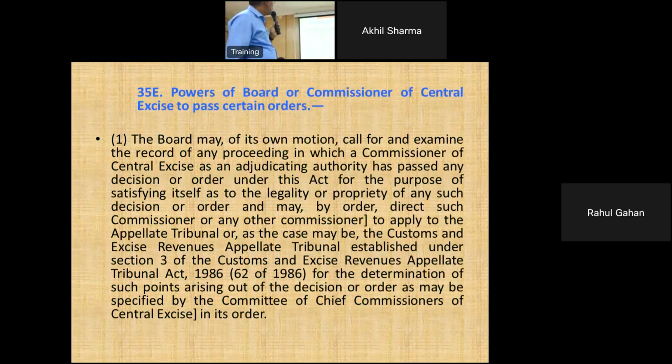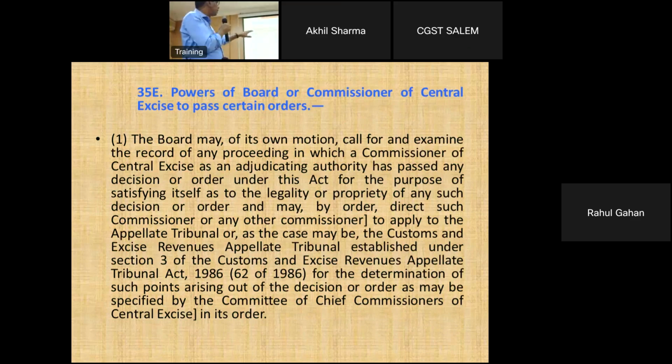Every order has to be checked for legality and propriety. The question is whether the order is legal and proper. You have to decide. That is what review is saying. Whatever order is passed, whether it is legal or proper, it has to be examined. For the purpose of satisfying itself as to the legality or propriety of any such decision or order, it may make an order or direct. Here it is like this. He can direct.